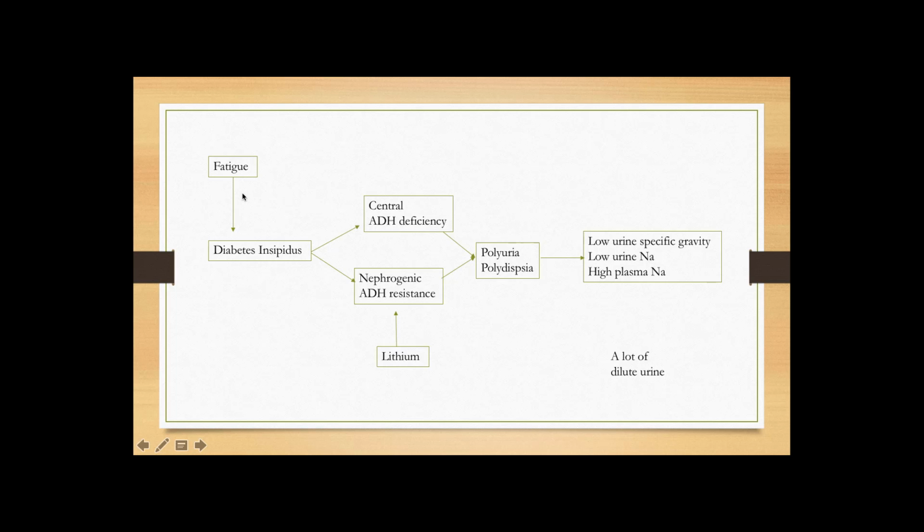Basically, if you were to summarize it, these people just have a whole lot of dilute urine. That's how you remember diabetes insipidus. The difference between this and diabetes mellitus is that diabetes mellitus patients don't necessarily have a low specific gravity, so their urine is not going to be dilute. It's going to be more glycemic, concentrated.